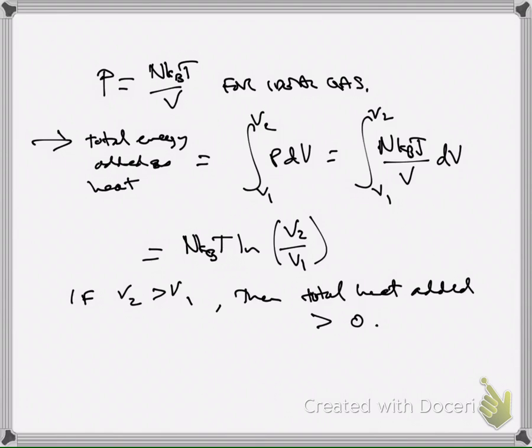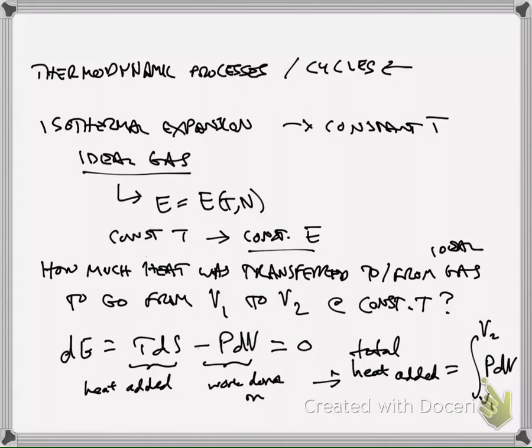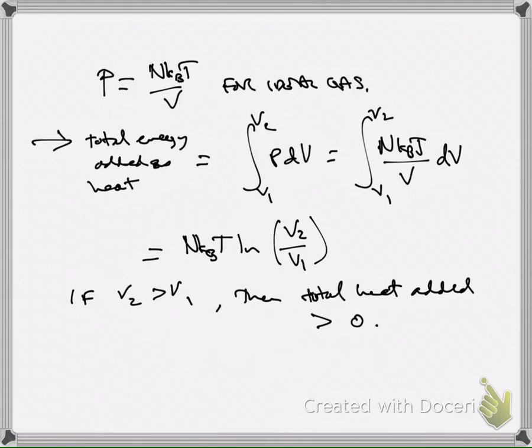Okay? So fine. So we've answered the question. How much heat was transferred to the gas going from V1 to V2 if V2 is greater than V1. Okay? Fine. So that's the isothermal expansion. The next thing we can do is the adiabatic expansion, right? So this is adiabatic in the thermodynamic sense, which just means no energy transferred as heat. I'm trying to be very careful about my phrasing.